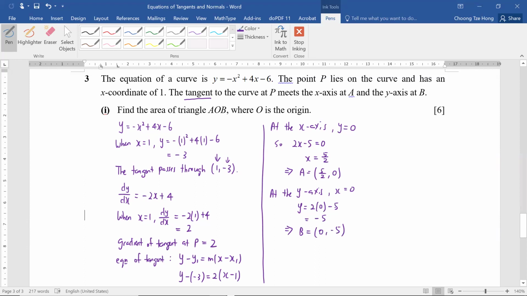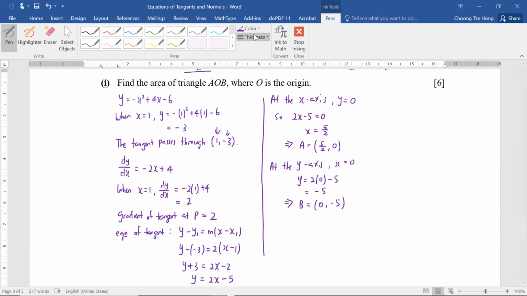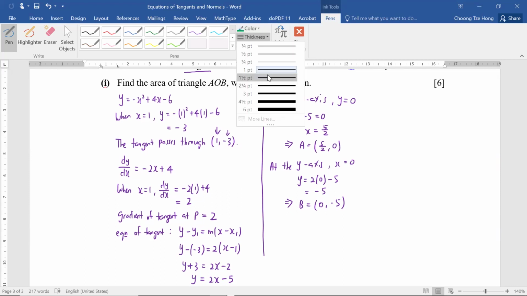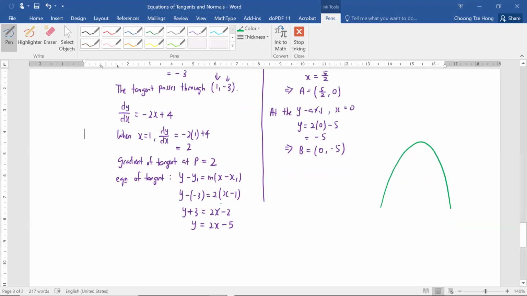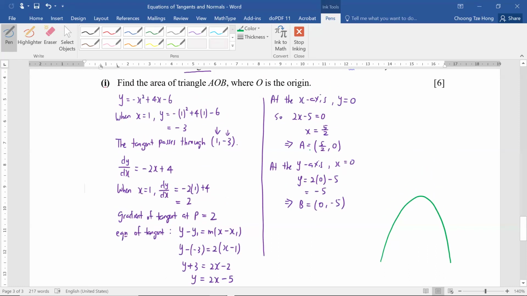At this point, maybe we can do some sketching to see how this scenario actually looks like, to visualize it better. Over here we have a quadratic curve, and we know that it's going to be a set face. It's going to look something like this. Then we know that the tangent has a positive gradient, which means the tangent is going up. So the point P has got to be somewhere around here. Point P has coordinates (1, negative 3).